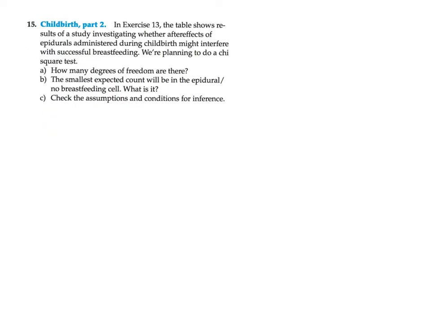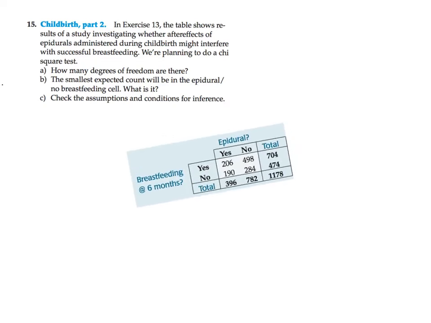All right, so number 15 then continues this discussion. In exercise 13, the table shows results of a study investigating whether after effects of epidurals administered during childbirth might interfere with successful breastfeeding. We're planning to do a chi-square test. How many degrees of freedom are there? So let's pull in the equation, or the table, real quick. Let me grab this for us. That way we can use it.